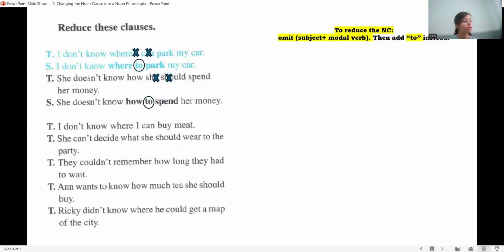Okay, number 1. I don't know where I can buy meat. Subject, I; can, modal verb. I omit them from the sentence, then we get something like this: I don't know where to buy meat. Number 2. She can't decide what she should wear to the party. She is the subject in the noun clause, and should is the modal verb. So I omit them, and then I add to instead, and I get something like this: she can't decide what to wear to the party.